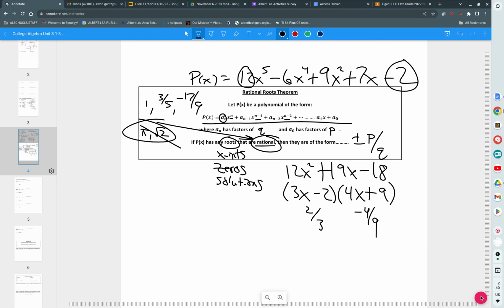Well, what are the factors of 18? 1 and 18, 2 and 9, 3 and 6. What are factors of 12? 1 and 12, 2 and 6, 3 and 4, right? Look at this. Where did the 2 and the negative 4 come from? I'm sorry, this should be negative 9/4, right? Sorry about that, you guys. Where did the negative 9 and the positive 2 come from? They come from right over there. Where do the 4 and the 3 come from? They come from right over there.